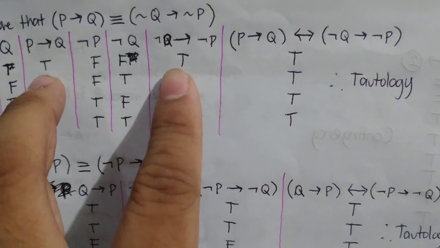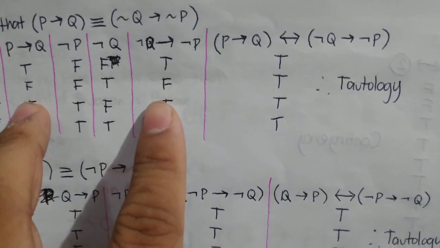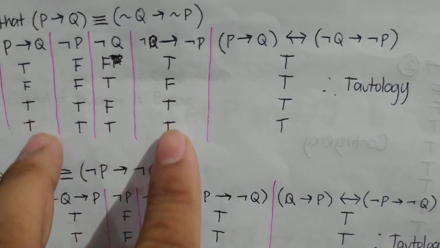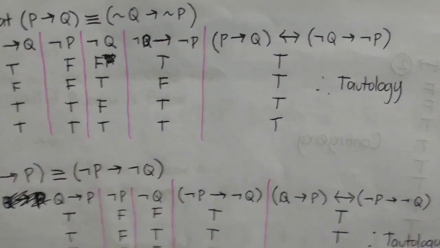So the biconditional statement will always be true if the two truth values are equal. So if we have here true and true, you will have true, false, false, true, true, true, true, then you have true and true, that means true.